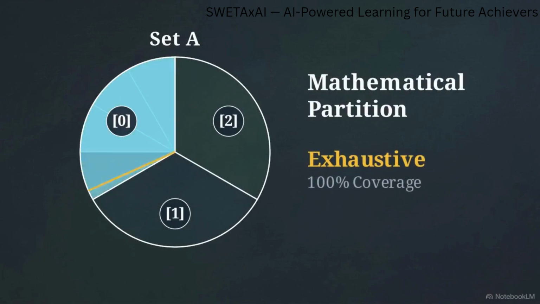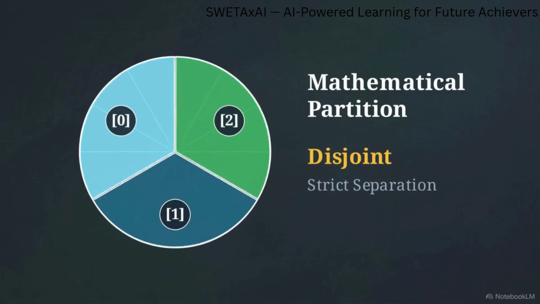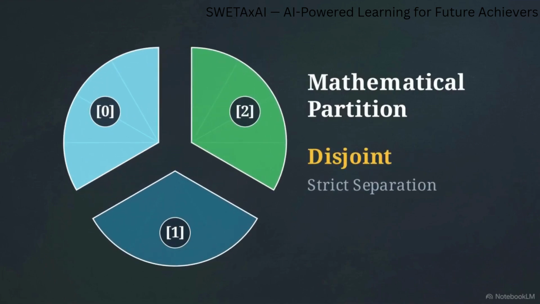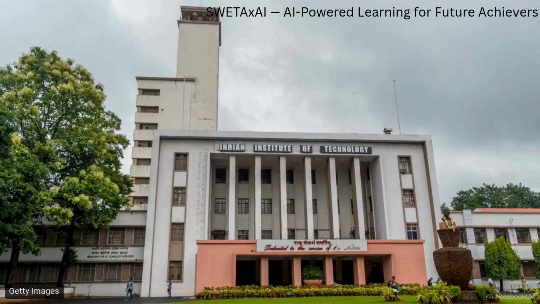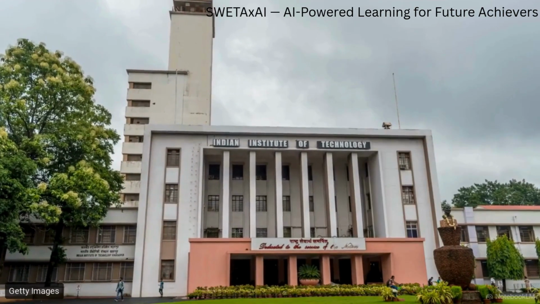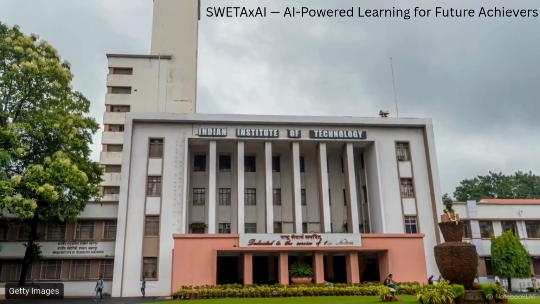It is exhaustive, meaning every single integer finds a home in one of the boxes, and it is disjoint, meaning those boxes absolutely never overlap. Every equivalence relation guarantees a perfect mathematical partition, transforming combinatorial chaos into absolute structural order. Clearing the IIT JEE requires a precise understanding of mathematical architecture.